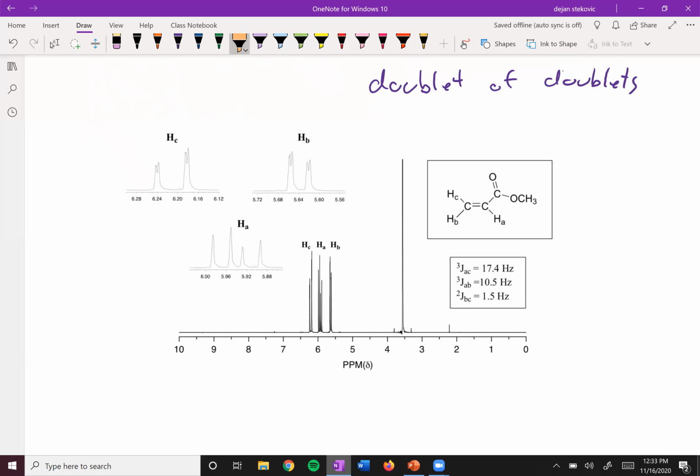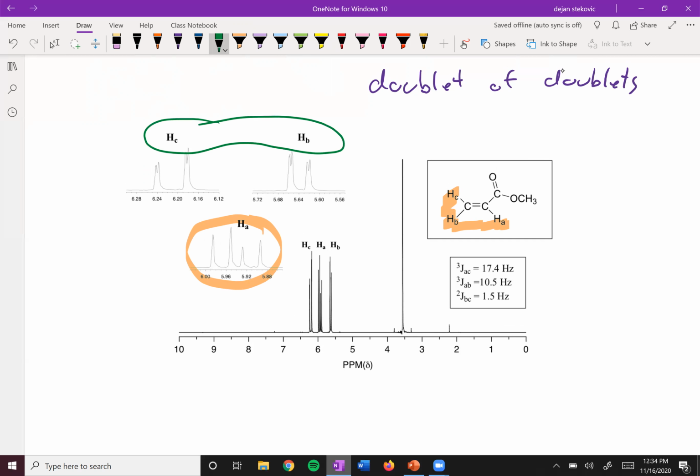So here's just the NMR spectra of all these, right? J, C, B, and A. You can tell HA looks like 4 approximately evenly sized peaks, right? Those are doublets of doublets. And then HC and HB are also doublets of doublets, right? There's a doublet right here, and then they get split up into 2 tiny doublets as well.